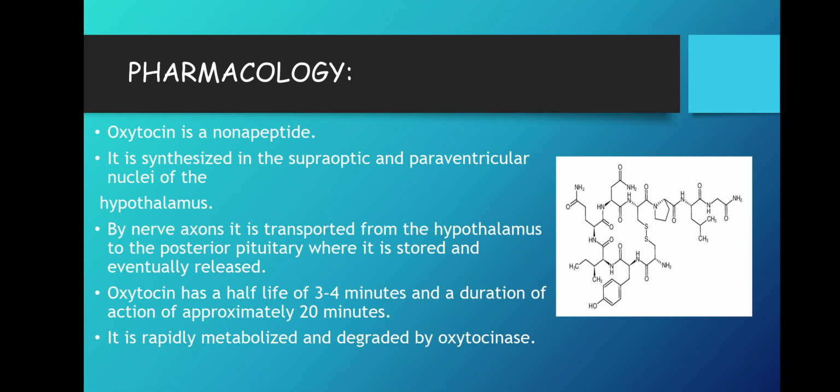So oxytocin is a nonapeptide. It is synthesized in the supraoptic and paraventricular nuclei of the hypothalamus. Then by the nerve axons, it is transported from the hypothalamus to the posterior pituitary, where it is stored and eventually released.